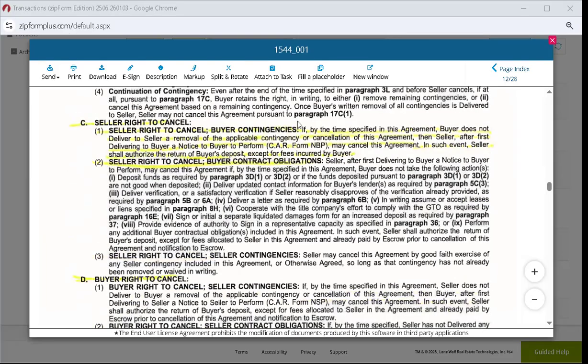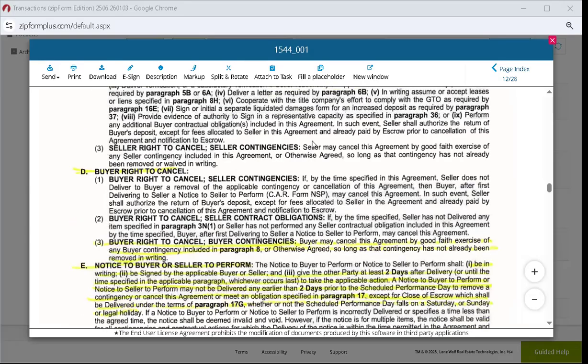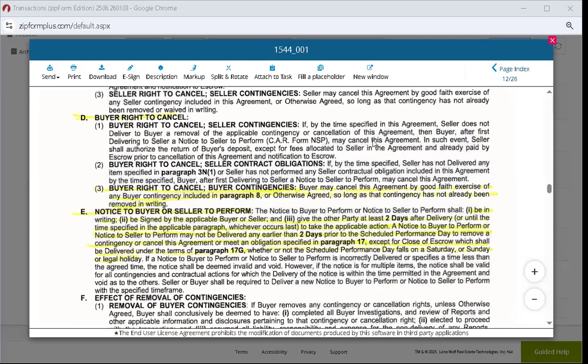So again, I really want to touch on the right to cancel. You have a right to cancel providing you are within your contingency periods as a buyer, or the seller has a right to cancel if the buyer's not performing, and that could be the initial deposit. It could be they're not releasing the contingencies, removing them. You first must provide a notice to perform. Okay, so the buyer has the right to cancel the same way. If the seller's not performing or maybe providing some disclosures that were required in the contract, they first have to give notice to perform to the seller. Okay.